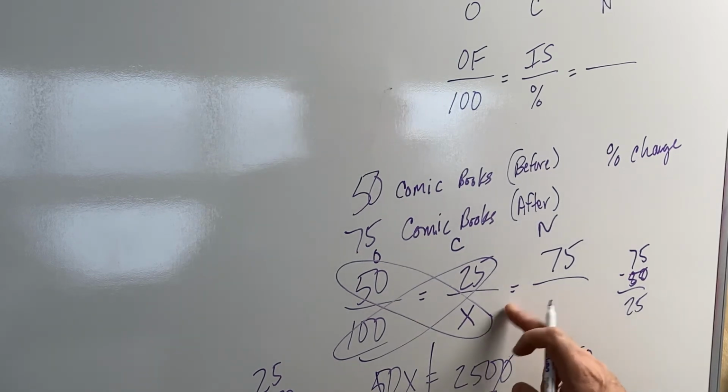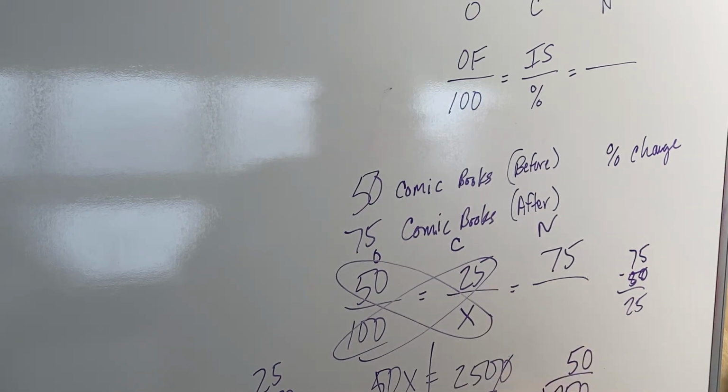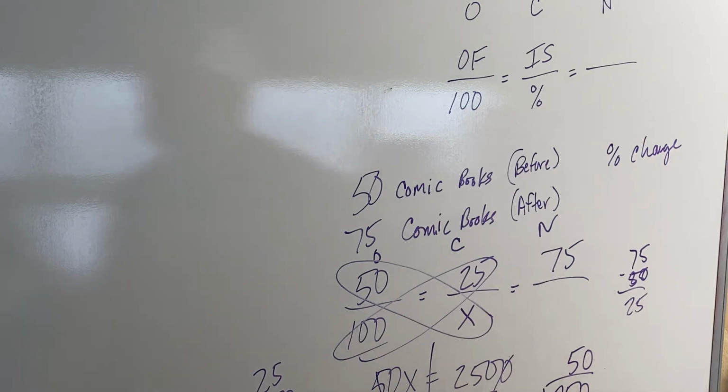But once again, it's on the bottom, so it's percent because percents go on the bottom. So what he did is, coming back from Comic-Con in 2018, he increased his comic book collection by 50%.